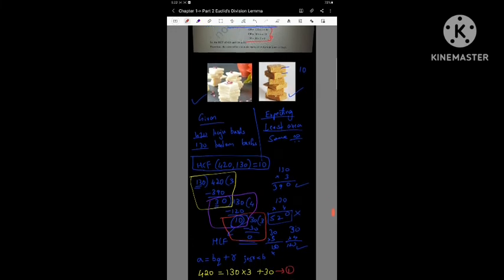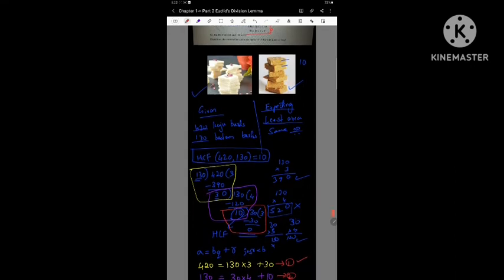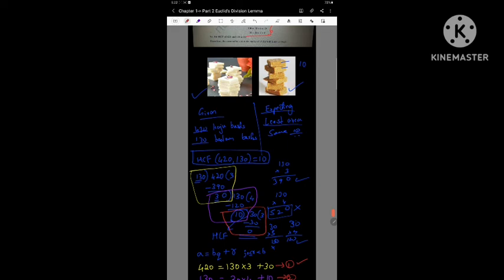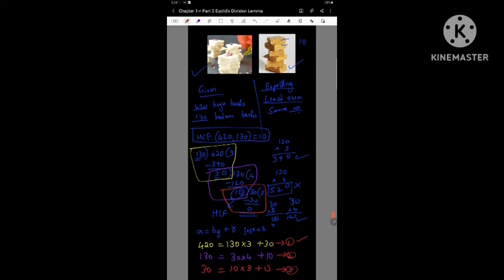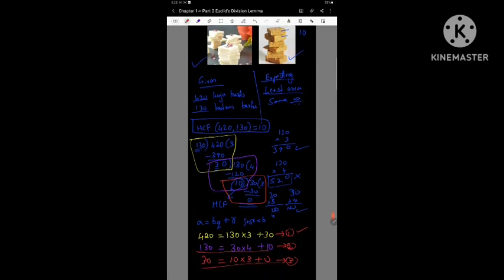No, it's still not, both cannot be seen on the same page. So yeah, you can just see here 420 equals 130 into 3 plus 30, the first equation. The second one is 130 equals 30 into 4 plus 10, that's what we have written over here. And the final step is 30 equals 10 into 3 plus 0, and that's over here.